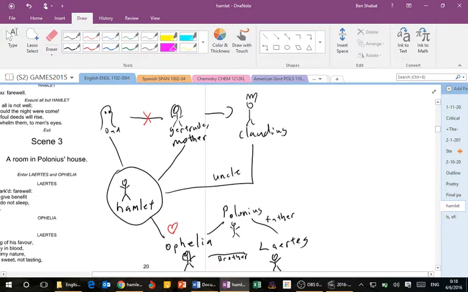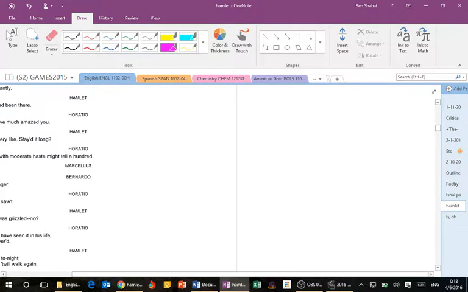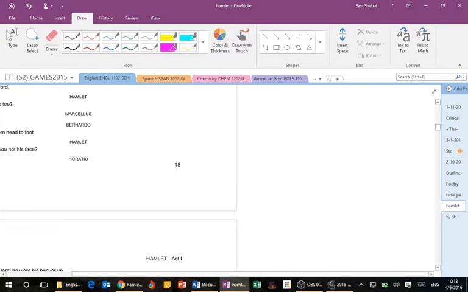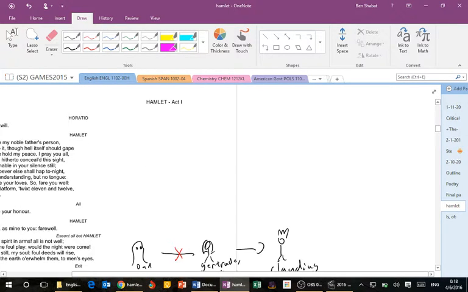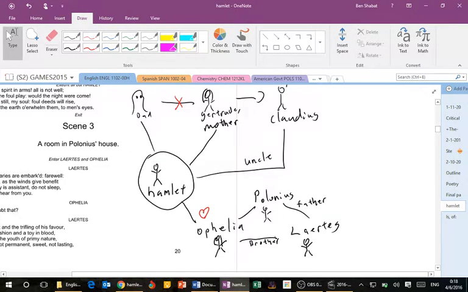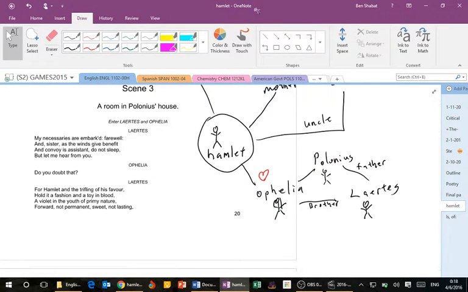And so what you're seeing here is pretty much the entire family structure that you will find in Hamlet, at least thus far. So I'm going to go ahead and discuss some of the important points that we see in the different scenes. So in scene 3, we already see some of the friction going on in this relationship between Ophelia and Laertes, and later on Polonius.